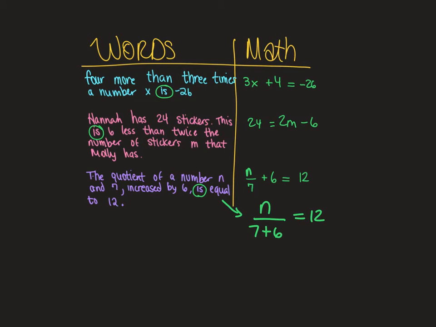Without the commas, the math problem looks different. But the commas tell us that's the end of the fraction, and that this stuff is going to be all by itself, and it's going to be over here all by itself. So this is not what it looks like. This is what it looks like.